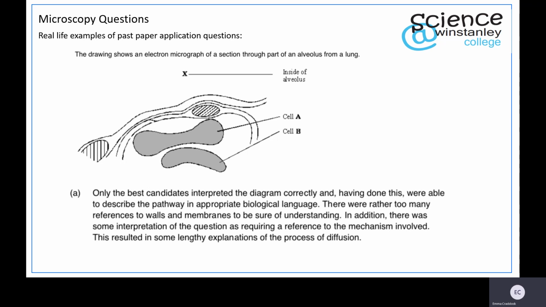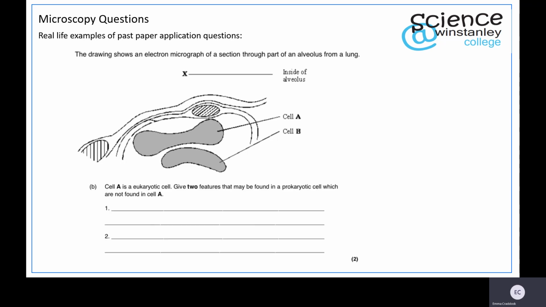In addition, students would talk about the mechanism involved. Now, they won't just describe the pathway, which is what it's asked you to do, you've tried to explain the process of diffusion, but that's not what the examiner was asking you for, so you wouldn't have got any marks.